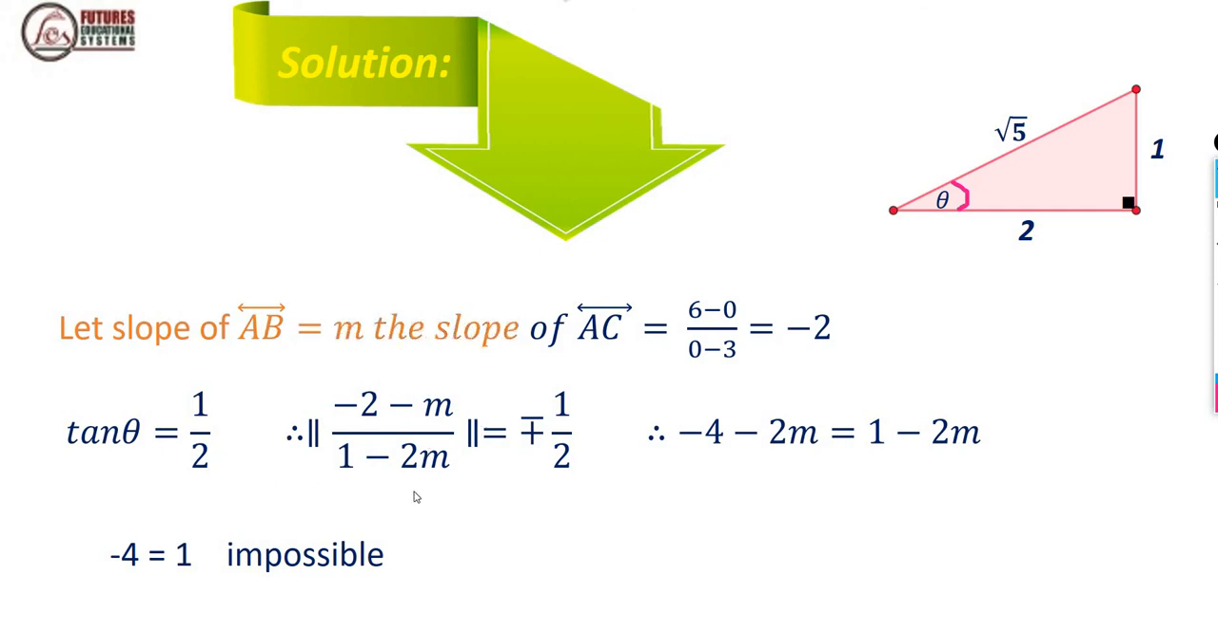Direct substitution in this rule: (negative 2 minus m) over (1 minus 2m) equals negative or positive half. Therefore, cross multiplication gives negative 4 equals 1. It's impossible. We have to solve this equation by using positive half.